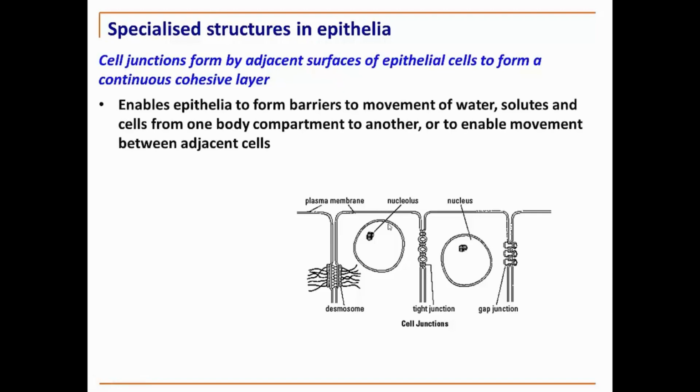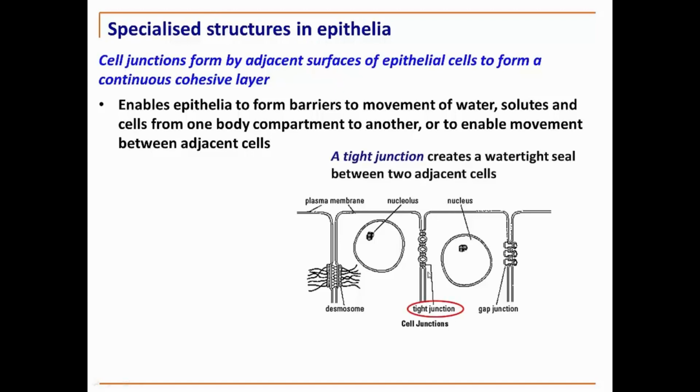And there are lots of different types of cell junction. And what this is actually doing is enabling the epithelia to form barriers to the movement of water, solutes and cells, for example, from one body compartment to another, or to enable movement between adjacent cells as is required.